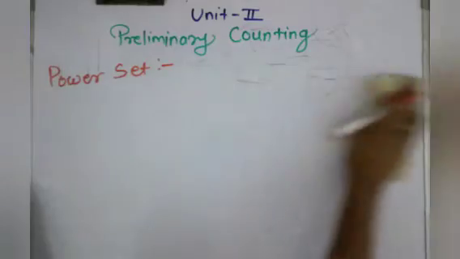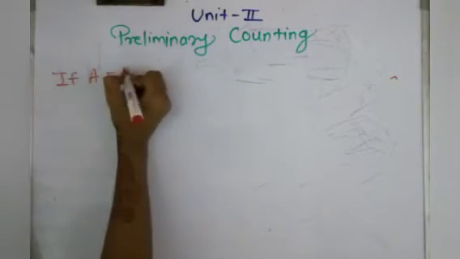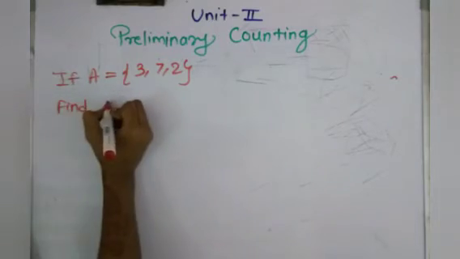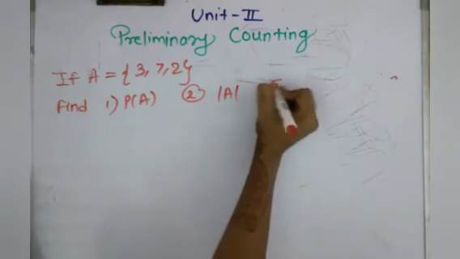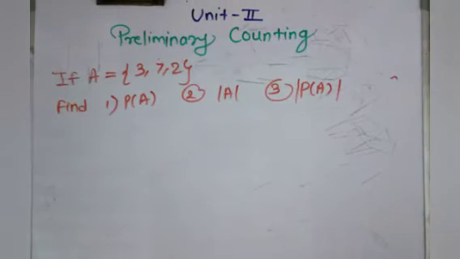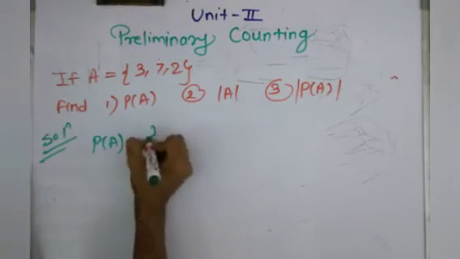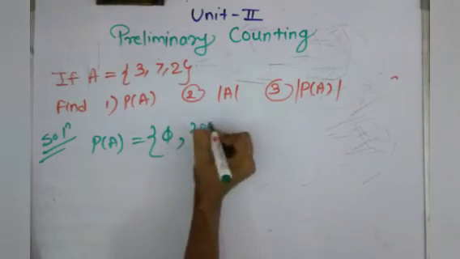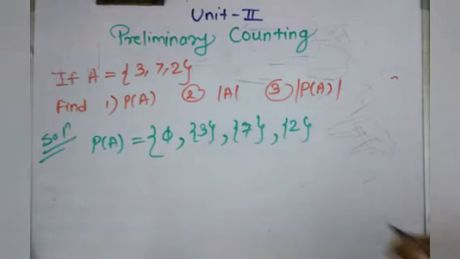Now there is one example. If A equals {3, 7, 2}, find P of A. Second one is the cardinality of A, and third one is the cardinality of P of A. As we discussed, in the power set, the first element is the empty set. After that, the singleton sets {3}, {7}, and {2}.